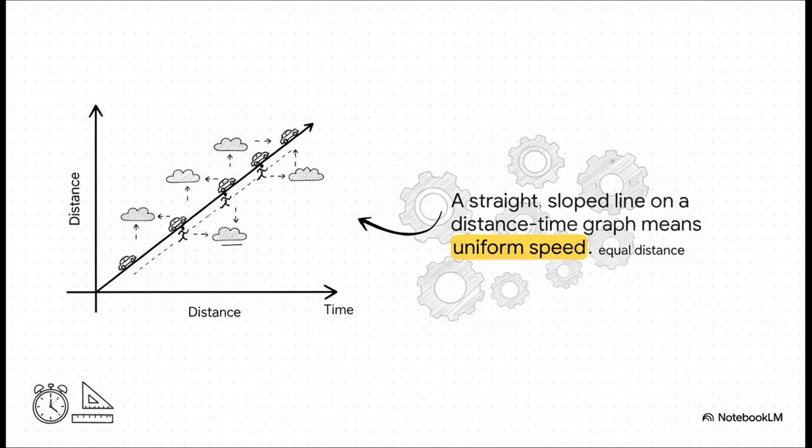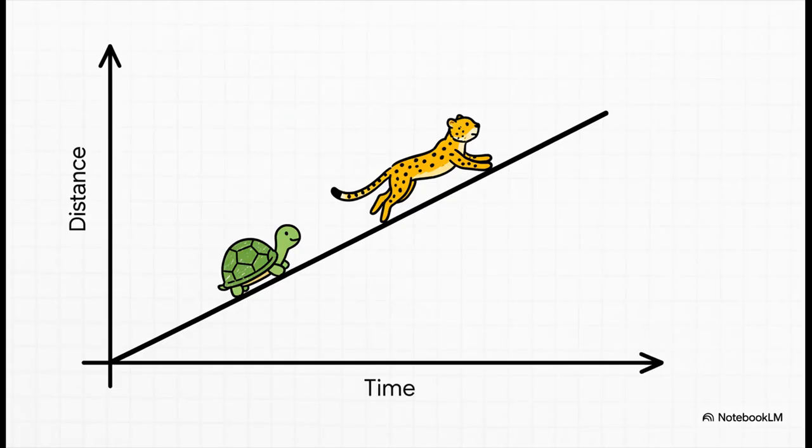If you see a nice straight line going up like this, what does it mean? It means the object is being very disciplined. It's covering the same amount of distance in the same amount of time again and again. In other words, it's moving at a constant uniform speed. And here's a golden rule. Write it down. For a distance time graph, the steeper the line, the higher the speed. It's that simple. A very steep line means very fast speed. A less steep line means slower speed.